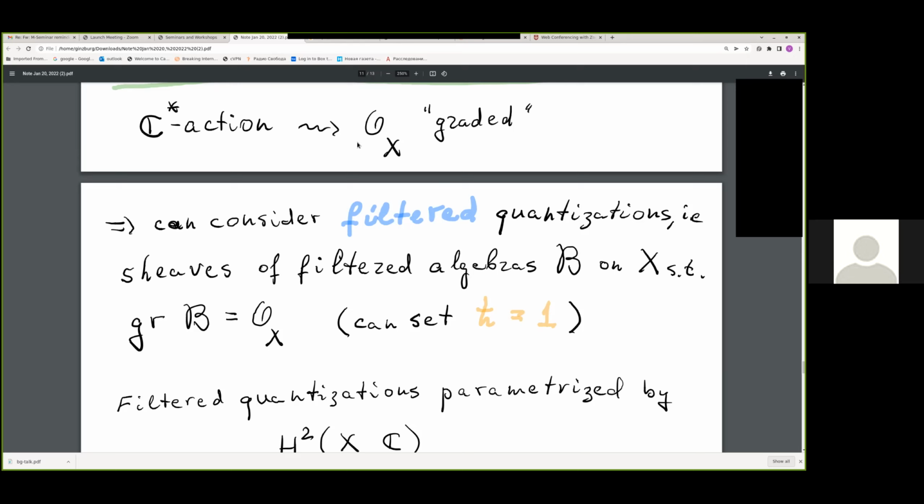Vita, I'm a bit confused. Is it equivalent to the choice of a C-star equivariant compactification or something like that? Yes, that's exactly the point.